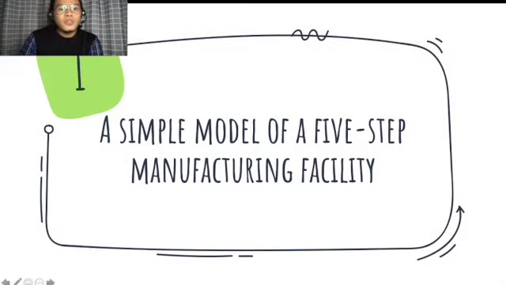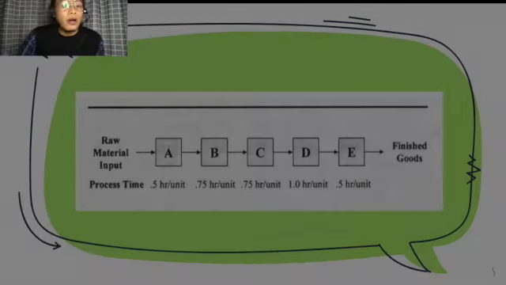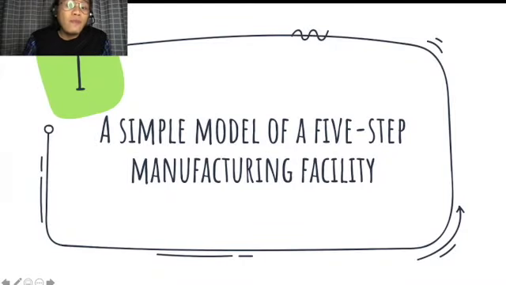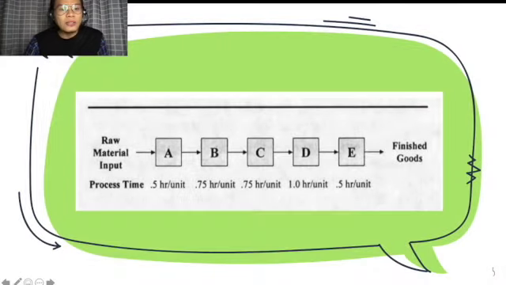Okay, so in the journal that is presented, there is a simple model of a five step manufacturing facility. Okay, so these are the following steps. So we have the raw material input. Okay, and then it undergoes process A, which takes 0.5 hours or half an hour. Then for process B, it usually takes around 45 minutes. Then for process C, it takes around 45 minutes again, and then for process D, it takes an hour to finish, and then for process E, it also takes 30 minutes to finish. So until you reach the finished good.